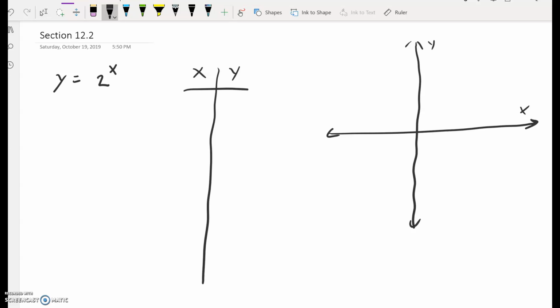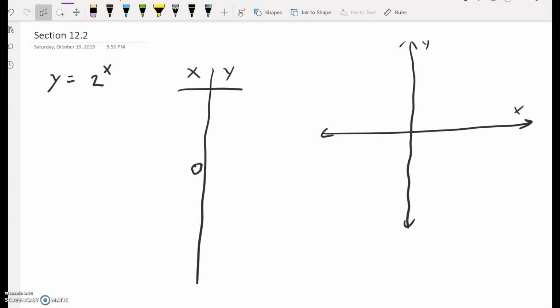Here we have an equation where the variable x is an exponent. These are called exponential equations, and graphing them is a skill that we can get hold of pretty easily. So our plan is to put in numbers for x that are fairly easy to work with and get answers for y and graph them and see what the graph looks like.